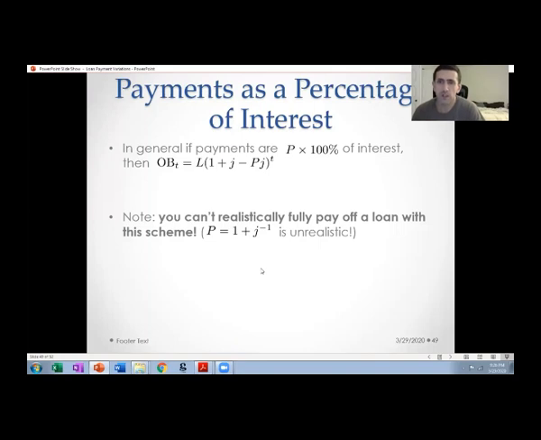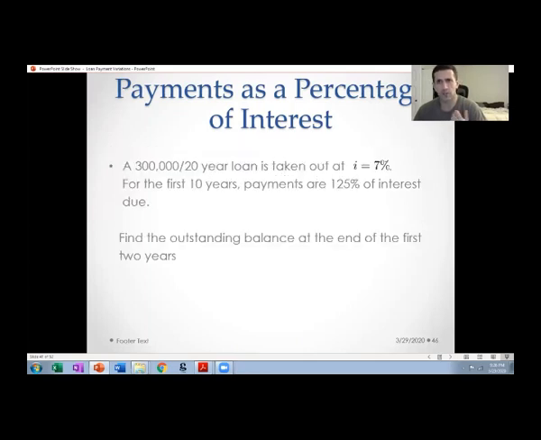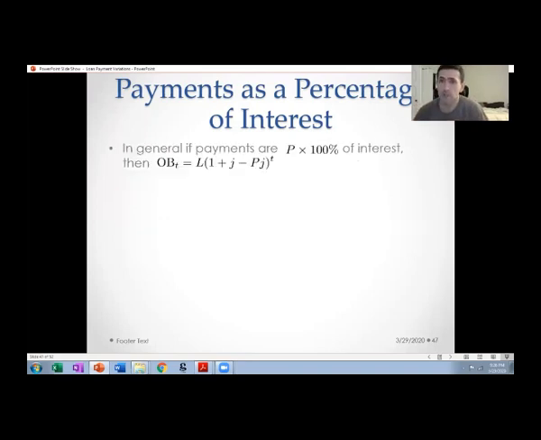So just something to be aware of in the homework, for example, that you're never paying off the loan fully with this scheme. You're always doing this scheme for a certain number of years, like in this example, for 10 years, and then for the next 10 years, who knows? So just something to be aware of.